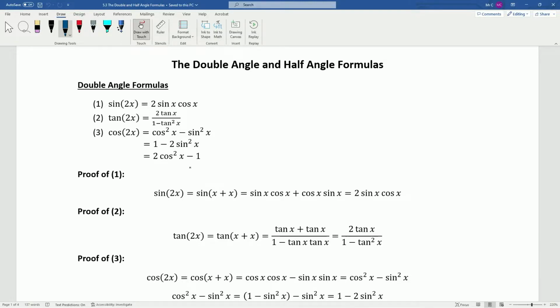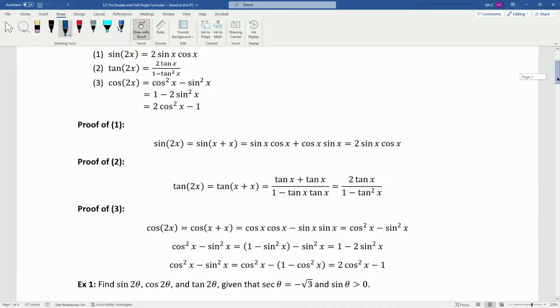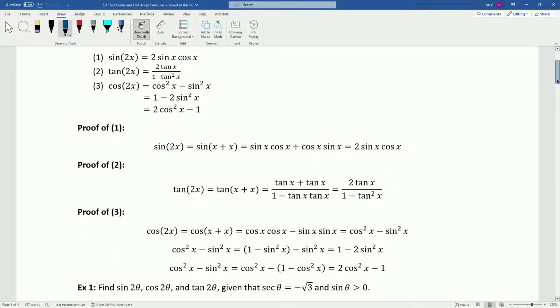So all of these formulas are actually very simple to get from the sum formulas. So if you know your sum formulas really well and you happen to forget one of these double angle formulas, you should be able to get them in just a few seconds.